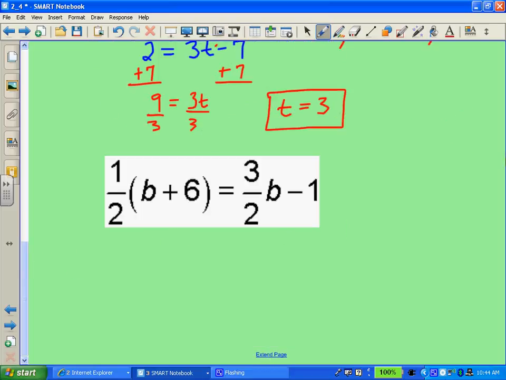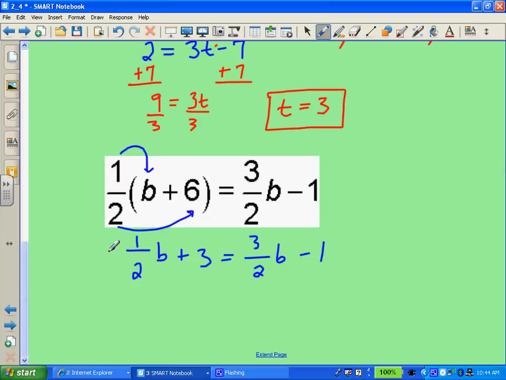Okay? One more here real quick. Alright, so it looks like on the left side I have parentheses, so I have to distribute. So I get 1/2 b, and then 1/2 times 6, that's 3. And this right side's already simplified.